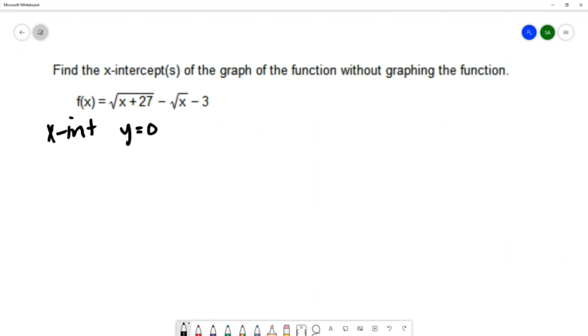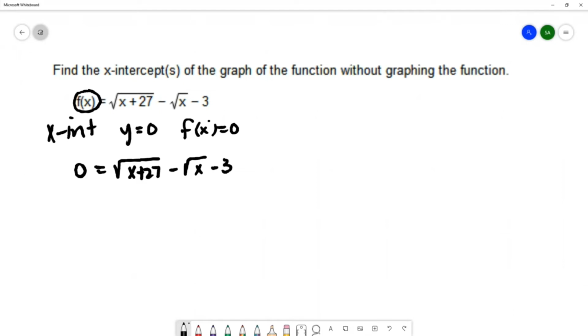Now this equation is written in function notation. So this f of x is the y. F of x is the same thing as y, so we're going to substitute a 0 in for the f of x. We have 0 equals the square root of x plus 27 minus the square root of x minus 3.